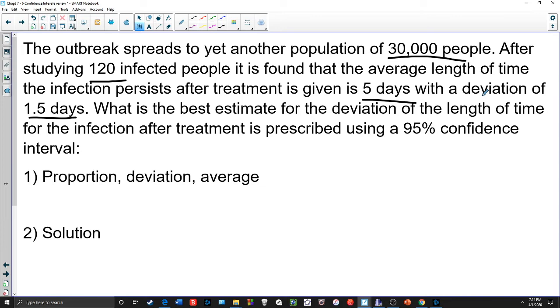What's the best estimate for the deviation of the length of time after the treatment is prescribed using a 95% confidence interval? So this is the data after a treatment has been prescribed. So we're testing a deviation, and the deviation symbol is sigma. That's what we're trying to estimate here. And for a deviation, we actually don't use a z or a t. We use something called a chi-squared test, which is this symbol right here.